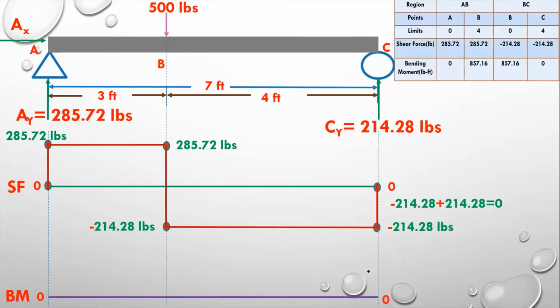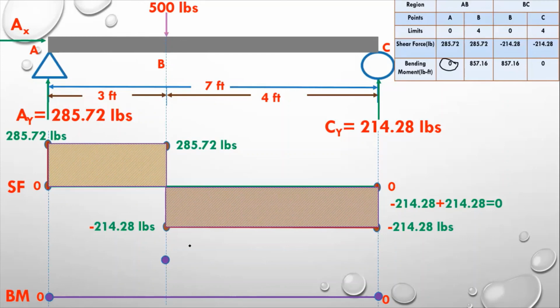Now we have to give a pattern to the shape for the shear force portion. Now we are moving towards the bending moment. The first point of bending moment is 0. You can see here in the table, it is 0. So we will take point 0 here. You can see the circle here, and then 857.16 at point B. So we will take 857.16 pounds-feet. The other point is again 0, because at B we get the value of 857.16 and the final value is 0.